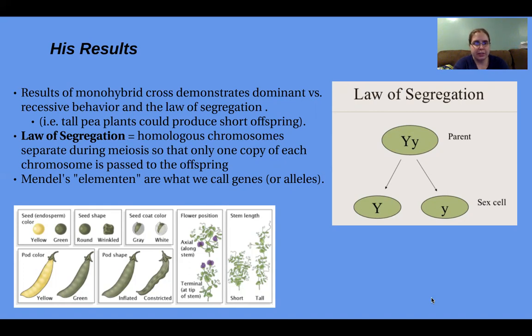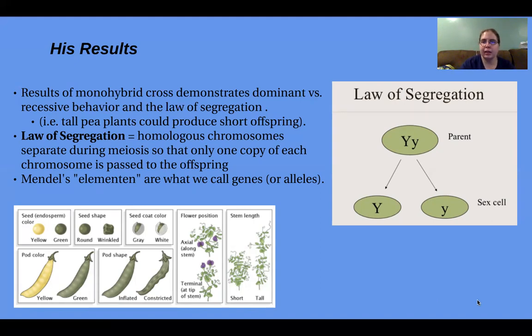Now, we mentioned the law of segregation. Now, we know segregation means to separate. And what this is talking about is how homologous chromosomes, remember, all of your chromosomes come in pairs. But the law of segregation says that during meiosis, we separate the homologous chromosomes so that either one or the other gets passed on to the offspring. You don't get both copies from one parent, you only get one. So during meiosis, we separate the homologous pairs, and either this one or this one will be passed on to the offspring. That's what we're talking about, the law of segregation.